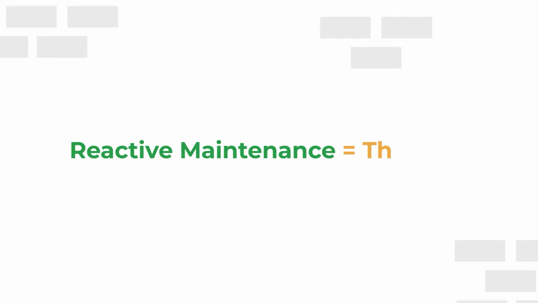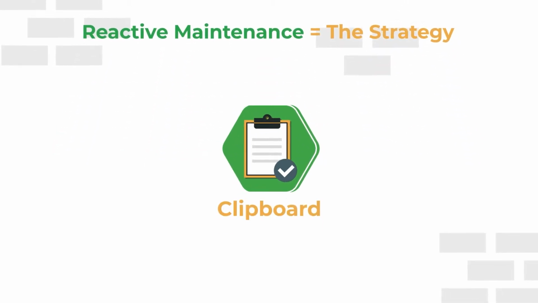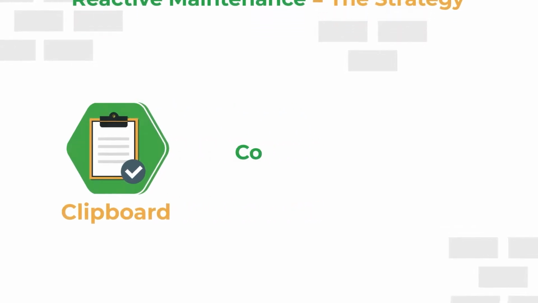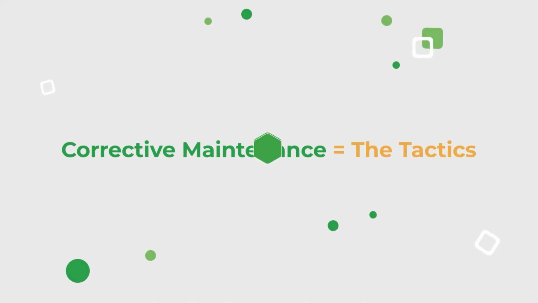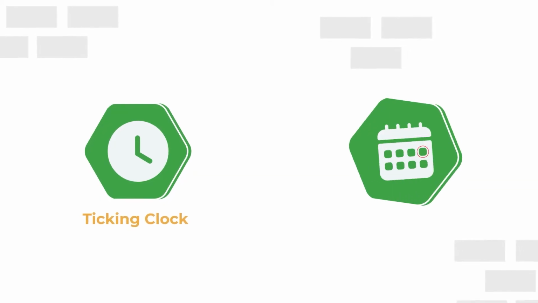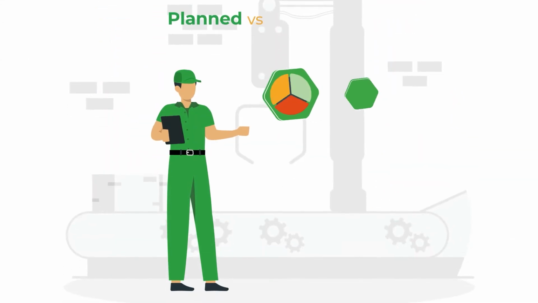Corrective maintenance is similar to reactive maintenance, with one key difference. While reactive maintenance refers to the strategy of choosing to wait to perform maintenance until an issue occurs, corrective maintenance isn't a strategy. It simply refers to the action of performing maintenance to correct or fix an issue. There are two ways to categorize corrective maintenance: immediate versus deferred, and planned versus unplanned.